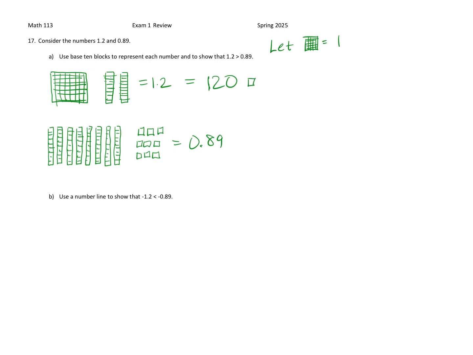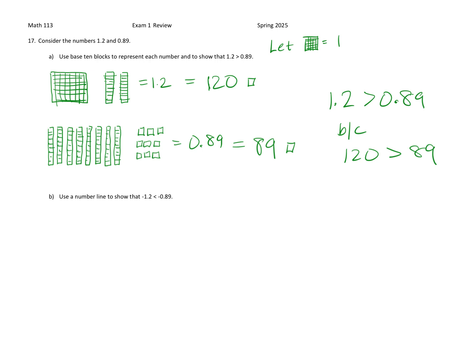And then 0.89, if I count up how many small cubes there are, this is 10, 20, 30, 40, 50, 60, 70, 80, and 9. So this is 89 little cubes. So 120 little cubes is bigger than 89 little cubes. So 1.2 is bigger than 0.89 because 120 is bigger than 89.